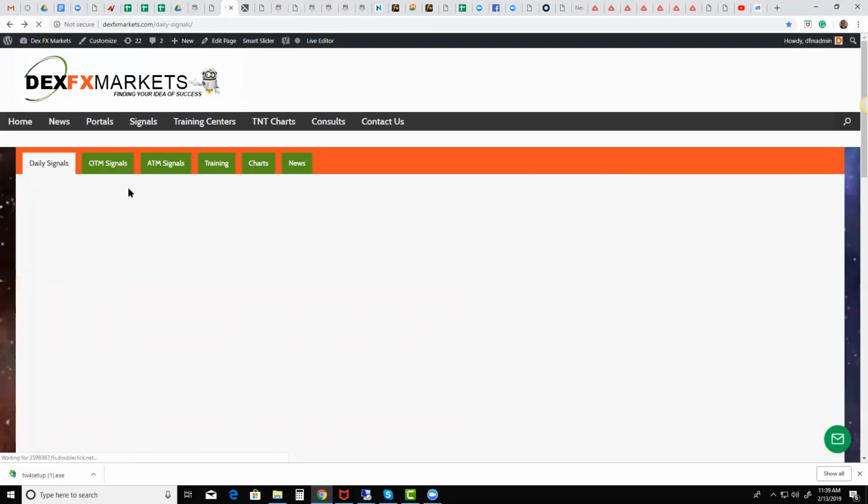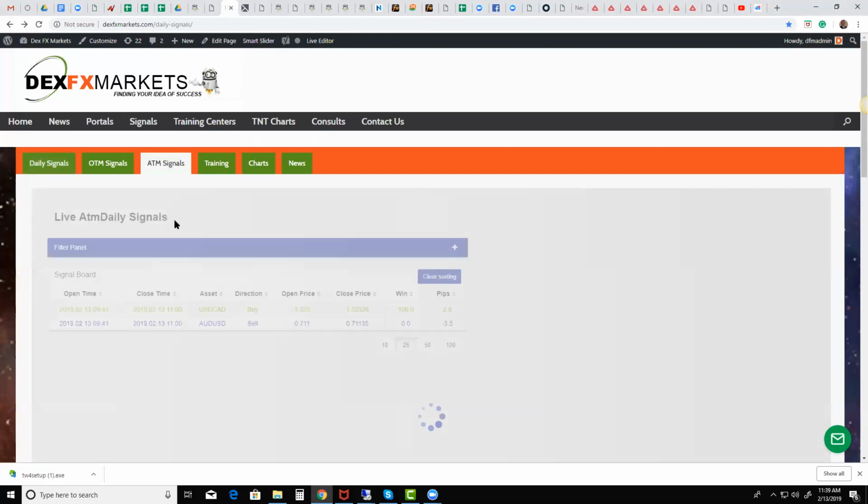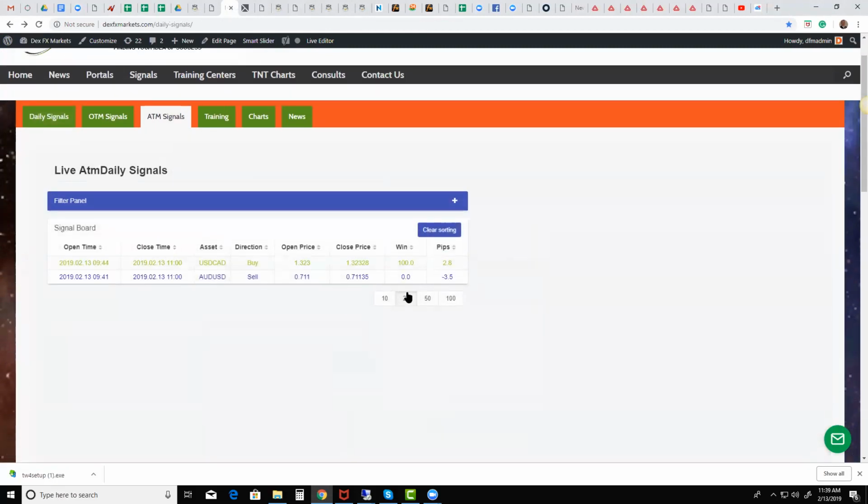I'll tell you when they came out. So here's a good fundamental. And again, don't look at the loss here. This actually didn't lose this one. It fired off at 9:44. Okay, the ATM fired off at 9:44.